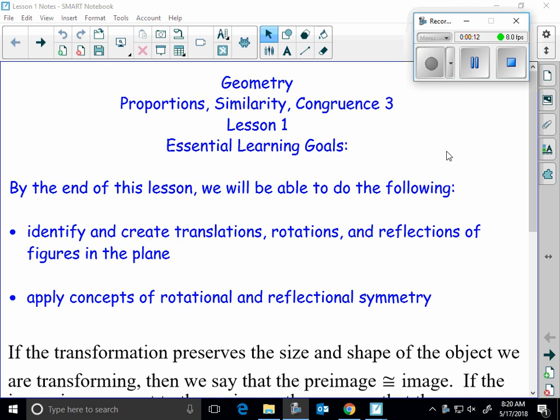But we're going to start our last chapter. This is PSC 3, Lesson 1. We're going to identify and create some translations, rotations, reflections, all sorts of good stuff.